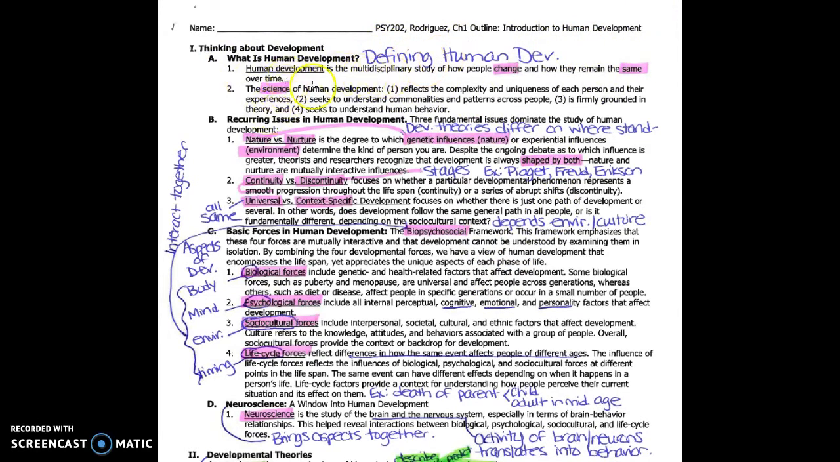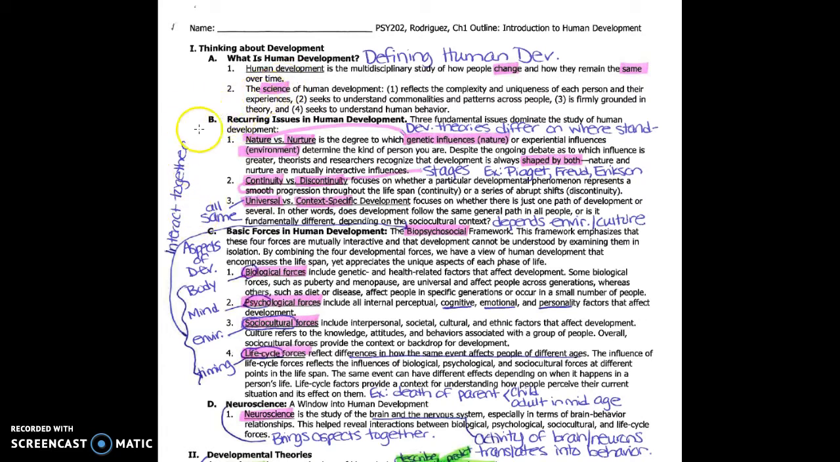Human development refers to the science of how people change and how they remain the same over time. When you're talking about science, that refers to collecting data, having systematic observation. So it's based on data.